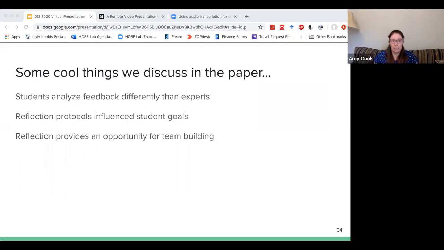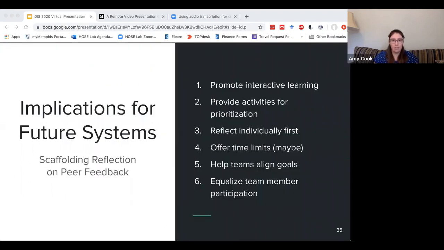So we discussed some really awesome things in the paper that I don't have time to dig into here. So I'll just speak for one moment about our implications for future systems. We found 2 ways to help students prioritize and interact with ratings and next steps, but there are certainly other ways to achieve those goals. We found 2 procedural recommendations that future reflection systems could benefit from, and we found 2 areas that future work would want to explore and design more effective activities for.